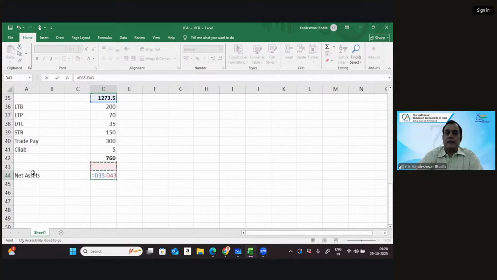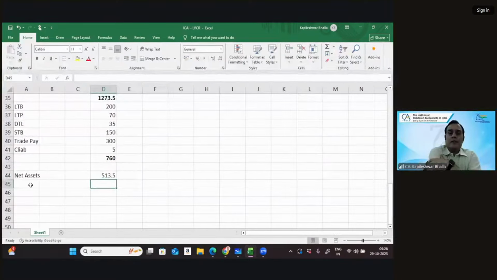So since we're doing it in the Excel, I'll take advantage of that. I think it comes to a total of 513.5. That becomes the net assets of the company. Great. So I think this gives me the status. Sorry, this is 513.5, right?